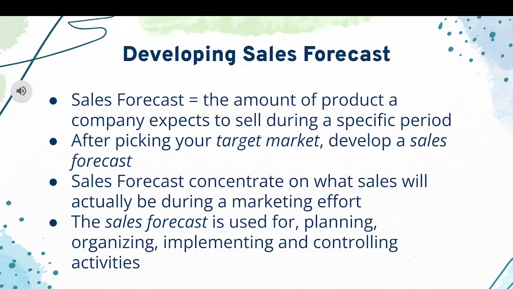After a company selects a target market, it must develop a sales forecast. This is the amount of product that the company expects to sell during a specific period at a specified level of marketing activity. The sales forecast differs from the company's sales potential in that it concentrates on what actual sales will be at a certain level of company marketing effort.